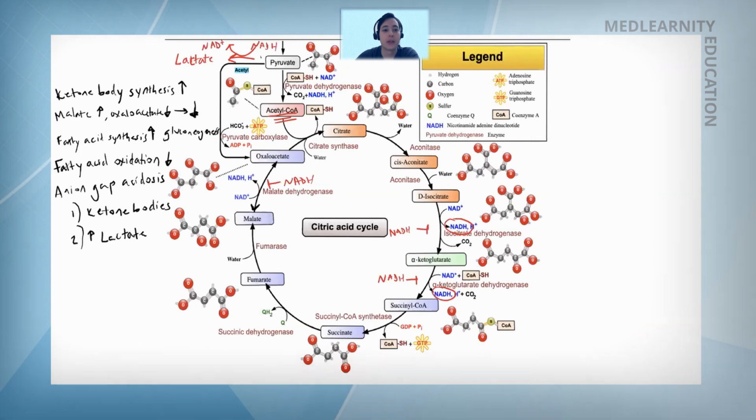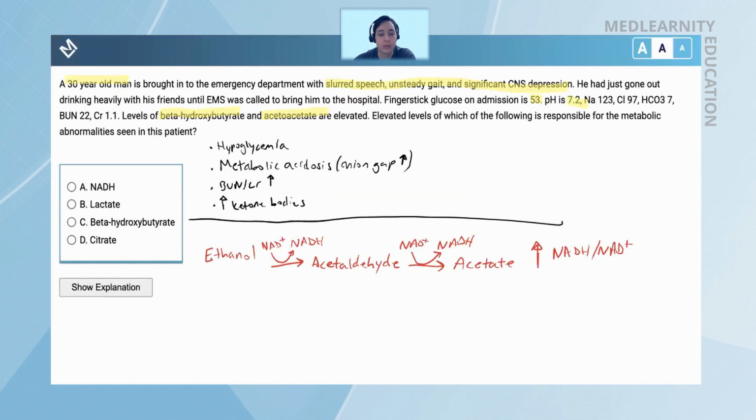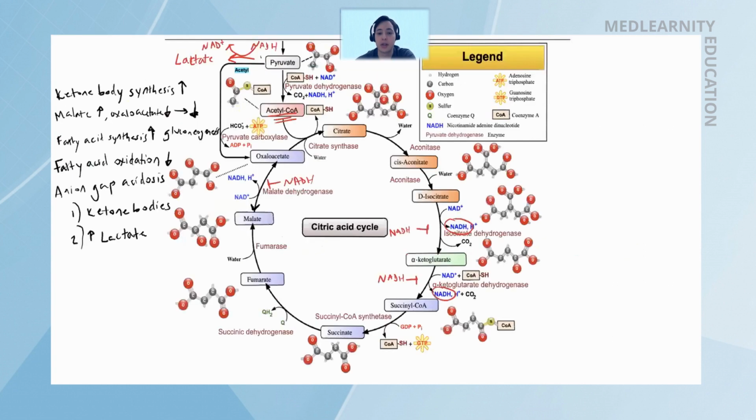So just to bring this all together, the patient has ingested a lot of alcohol. The ethanol is converted to acetaldehyde, and that's converted to acetate, and so we're increasing the levels of NADH and subsequently the ratio of NADH to NAD+. So this elevated NADH is responsible for a lot of different things. It inhibits these three important steps of the citric acid cycle.